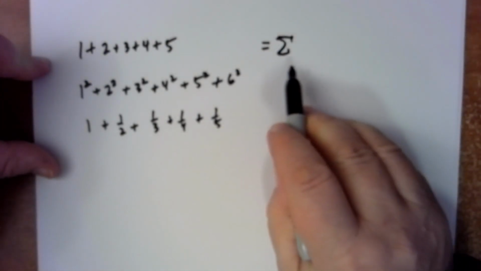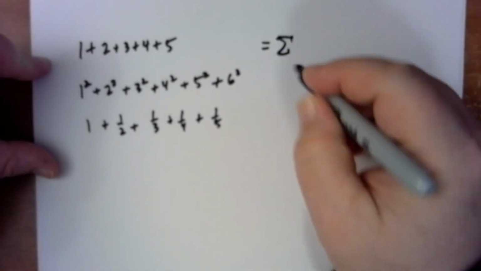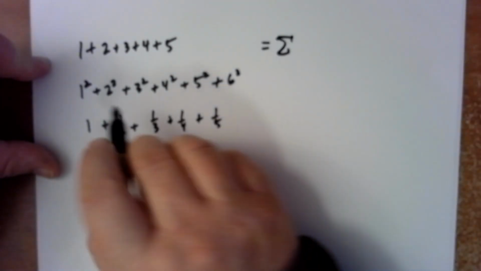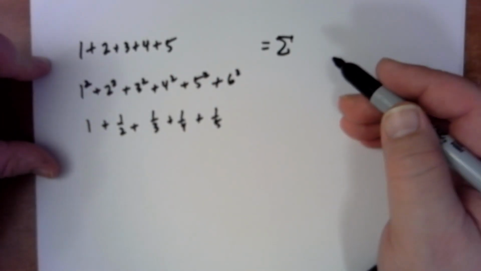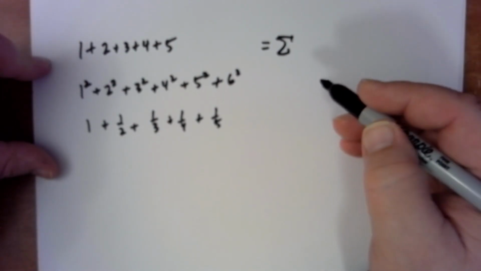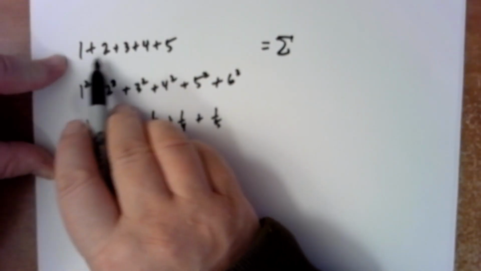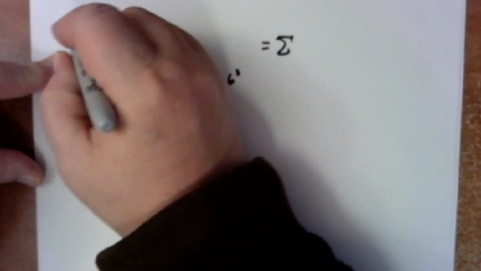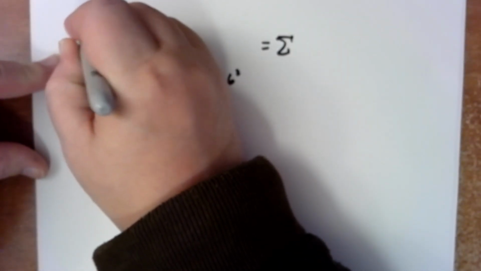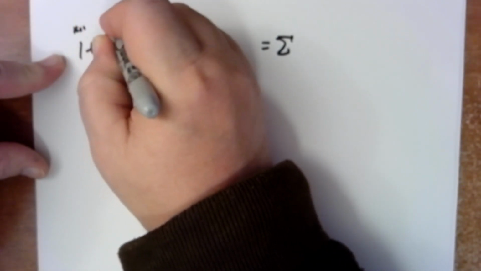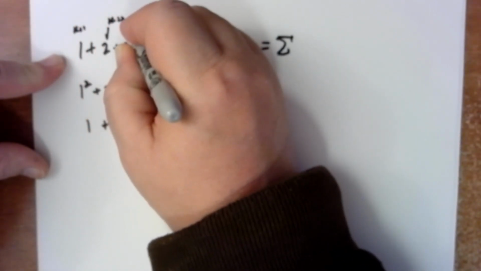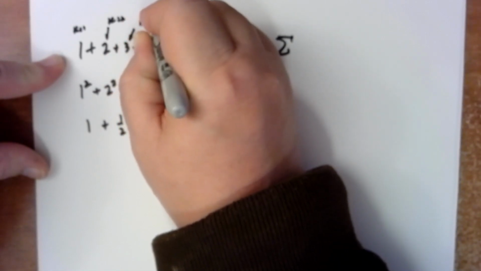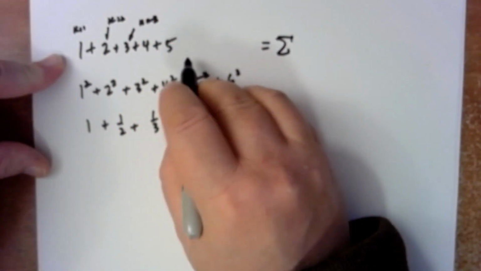So this is capital sigma. And the way this is going to start is I'm going to use a value of an index, what we call an index k. And the k is going to tell me which term I have here. So the first term would be for k equals 1. And here this term would be k equals 2. And here this would be k equals 3. And so on, k equals 4, k equals 5.